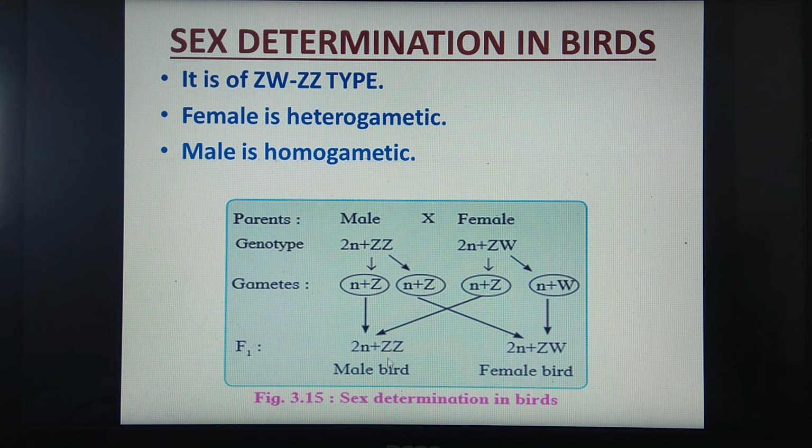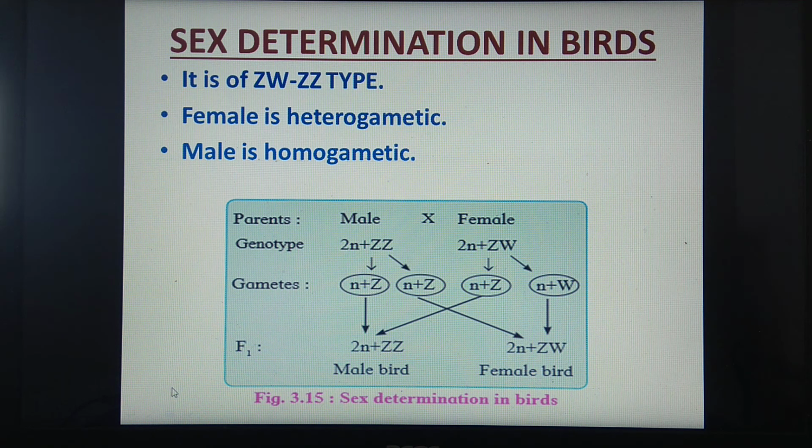ZZ is for the males, hence it will be the male bird. When this sperm unites with this W containing ovum, the resultant bird will consist of ZW type of genotype, and that is for female. So a female bird will develop. Okay, so this is for determination of sex in case of birds.